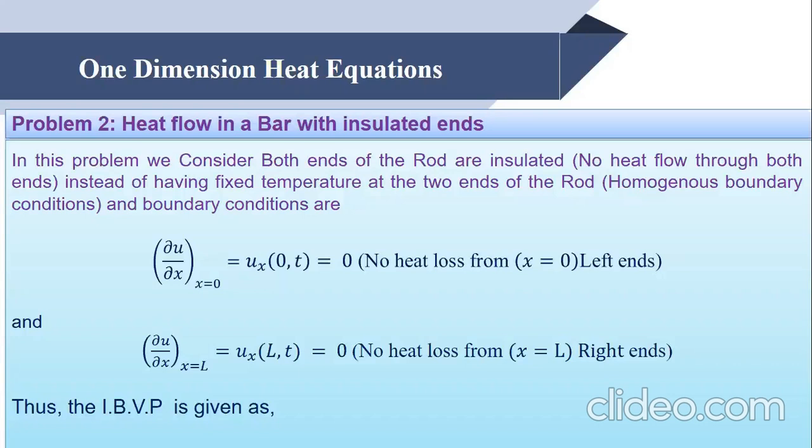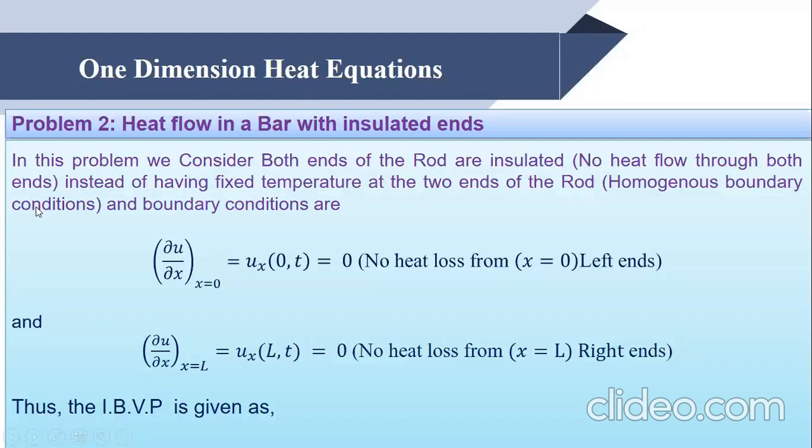Now problem 2 is based on the heat flow in a bar with insulated ends. Insulated ends means no heat flow through both ends. So basically in this problem we consider both ends of the rod are insulated. No heat flow through both ends, instead of having a fixed temperature at the two ends of the rod. That means homogeneous boundary condition.